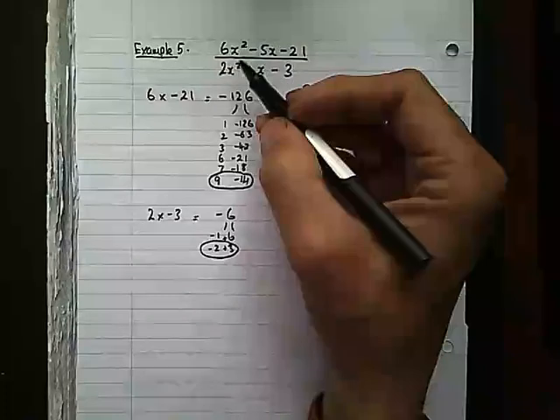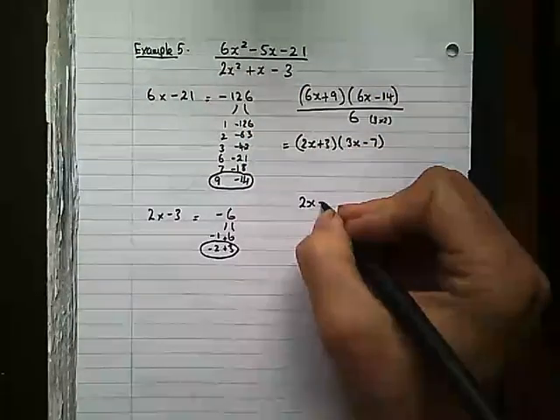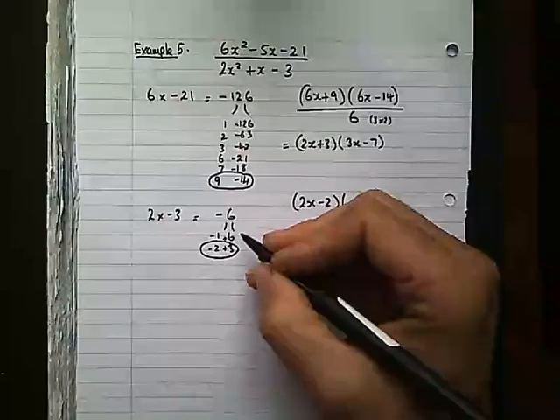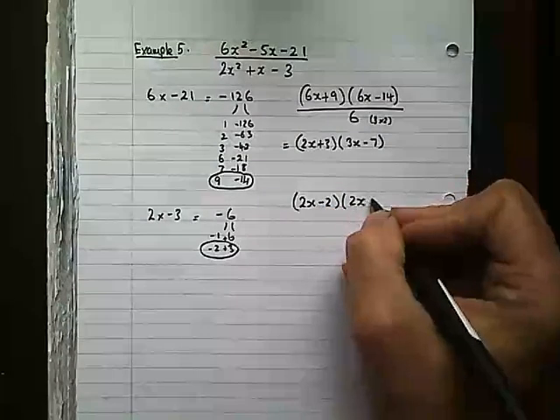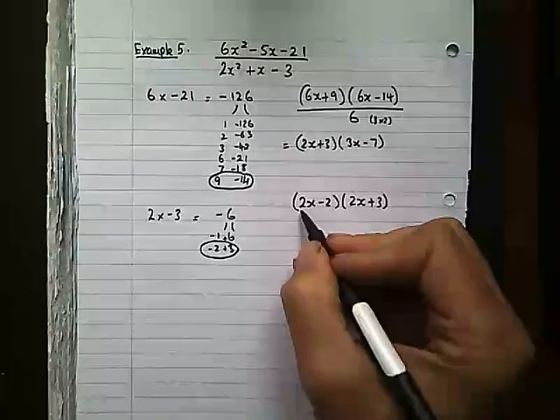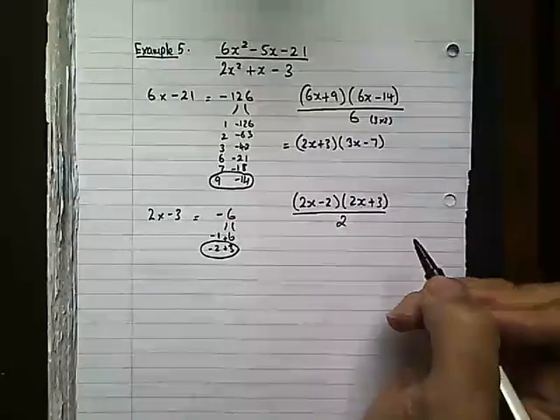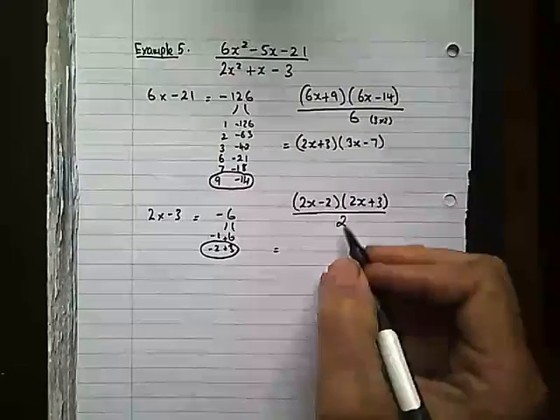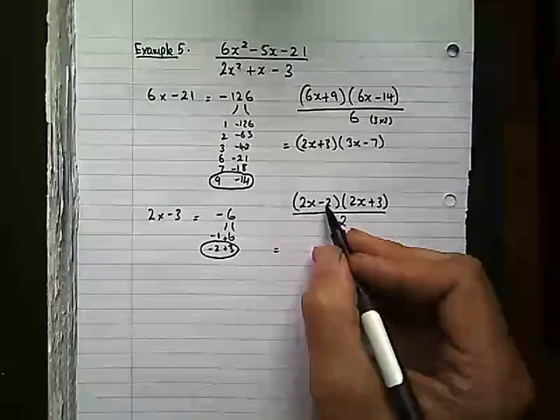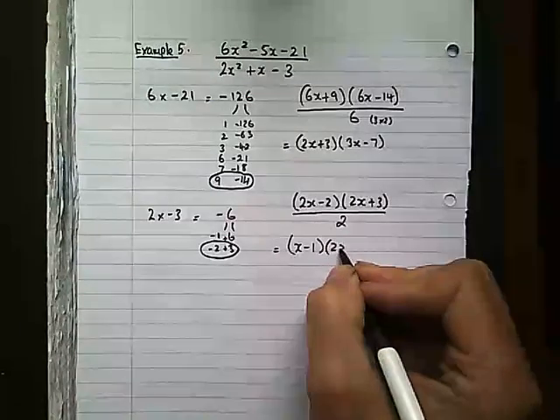So we take the 2x bit and we do minus 2, and we take the 2x bit and then add 3. Don't forget to divide through because we've got two lots of 2 going on and we only want one lot, so we divide it through by 2. So this 2 can go nicely into this first bracket, so we're left with x minus 1, 2x plus 3.